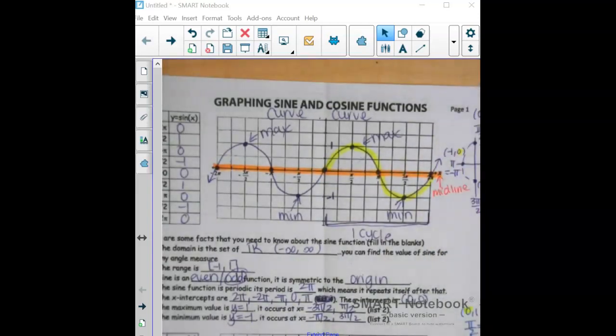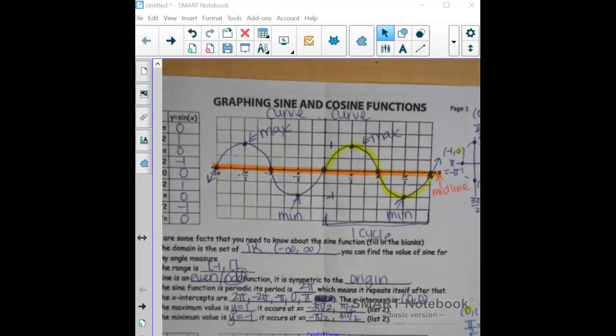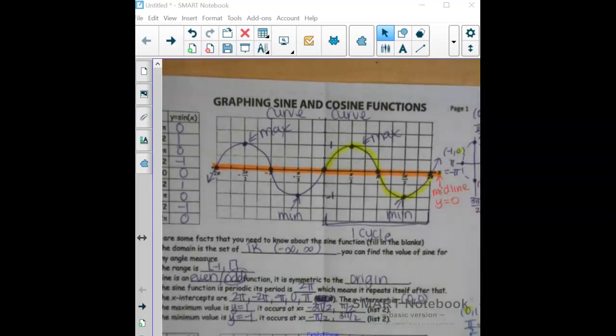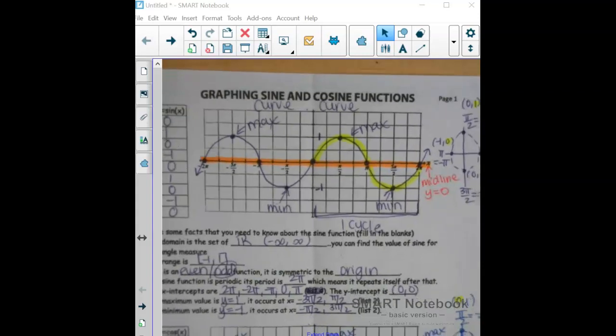And that midline, what's the equation for that? Think back to Algebra 1. Y = 0. Thank you. Y = 0. For your parent, the midline should always be at y = 0 for either parent.